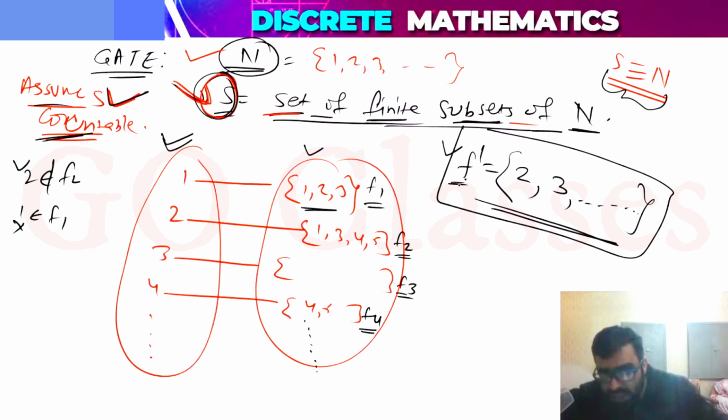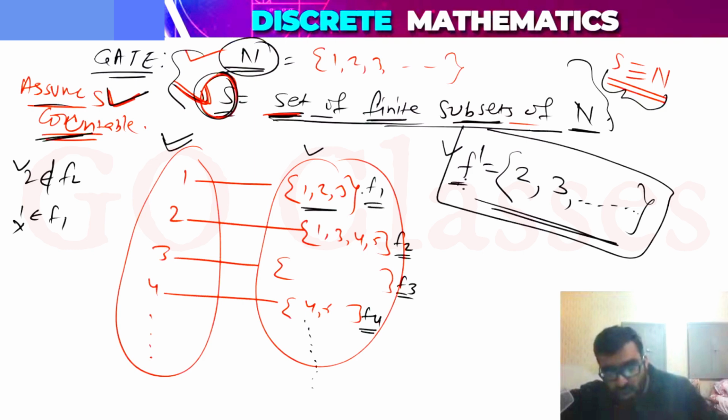What they do is they create F dash the same way, but remember this F dash does not even belong to S, because this F dash is infinite. This F dash is basically infinite, and hence we cannot say that this is a contradiction. Hence we cannot say that this bijection is wrong because of a contradiction. So that is the reason this Cantor's diagonalization method will not work on this example. By this method we cannot prove whether this is countable or uncountable.